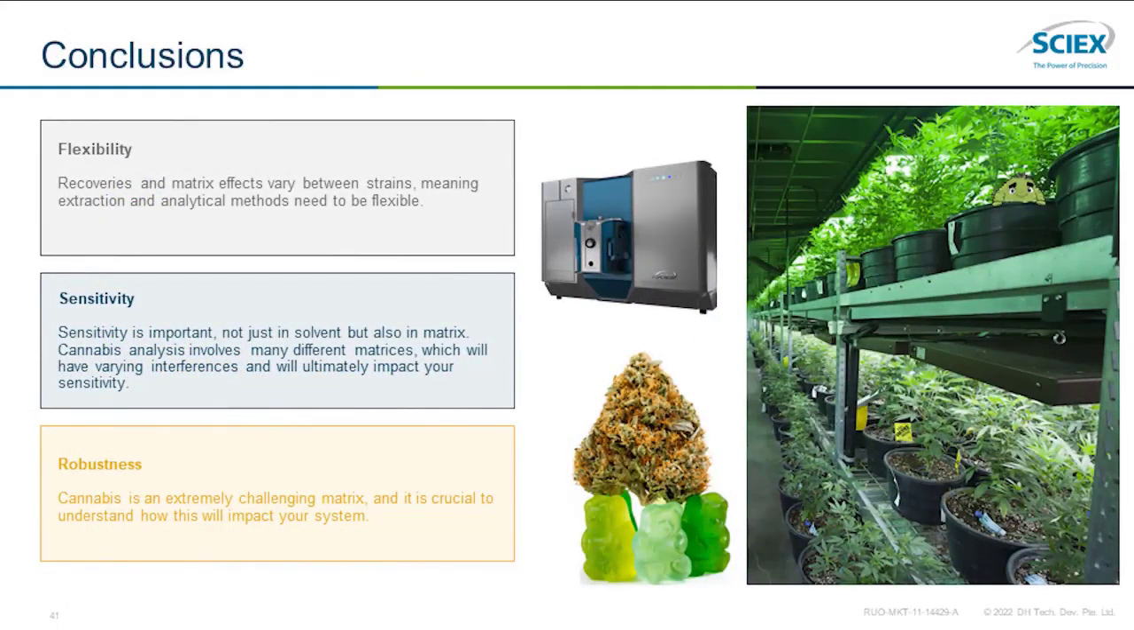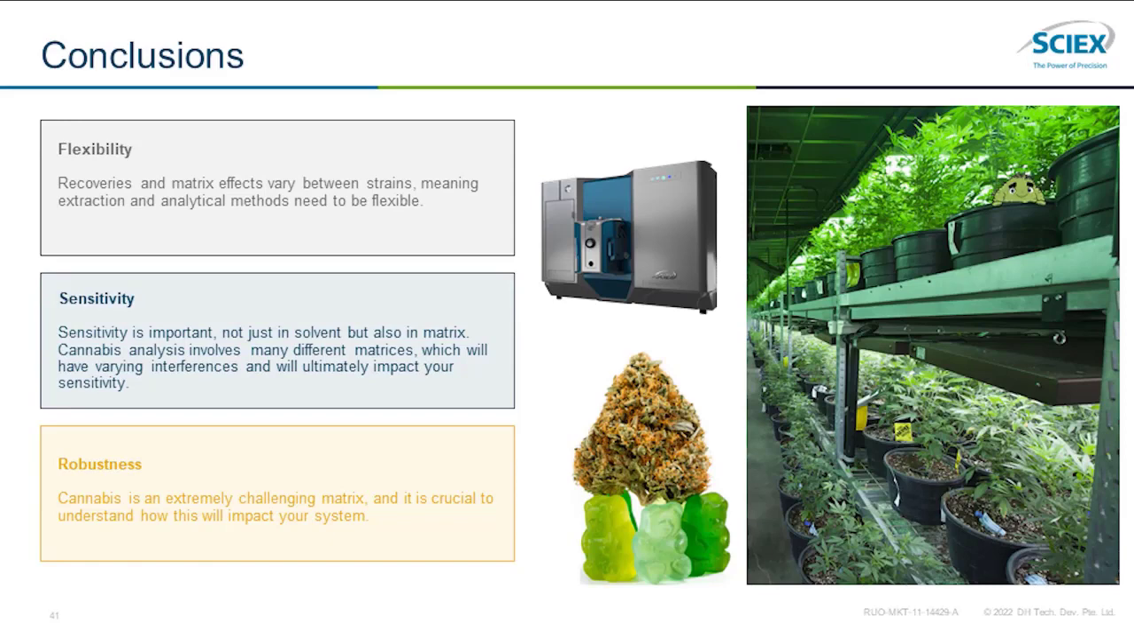So we talked about flexibility. Flexibility is really important for these methods because cannabis comes in so many different varieties. Calling it cannabis almost makes it seem too easy. We're really talking about plant analysis. We're talking about food analysis. We're talking about oil analysis, wax analysis. There are a lot of different matrices that make it very complex, and it gets complex very quickly. So ensuring that your methods are flexible enough to handle these matrices and that you don't need different methods for different matrices is really important.